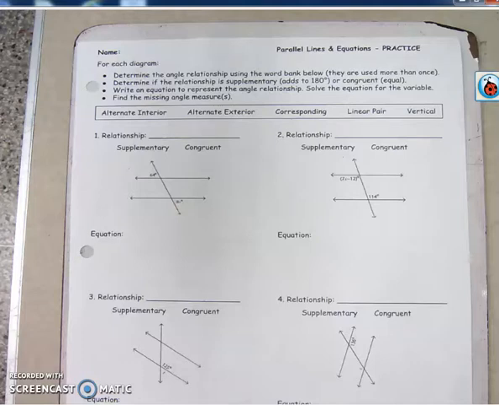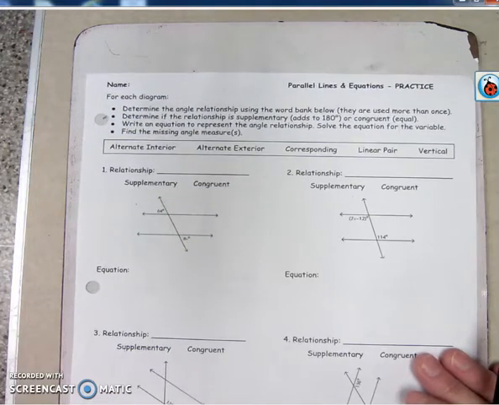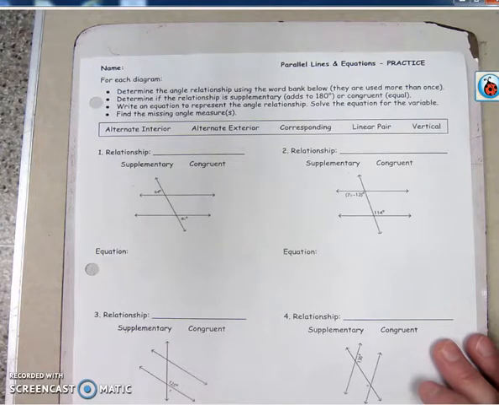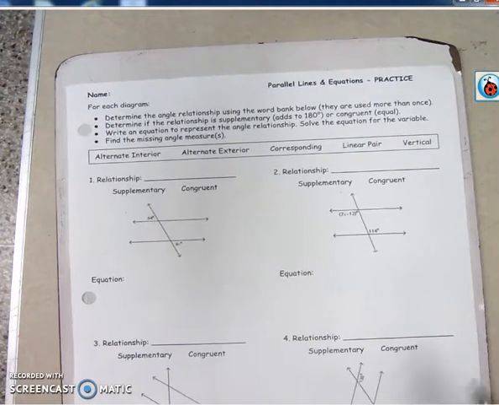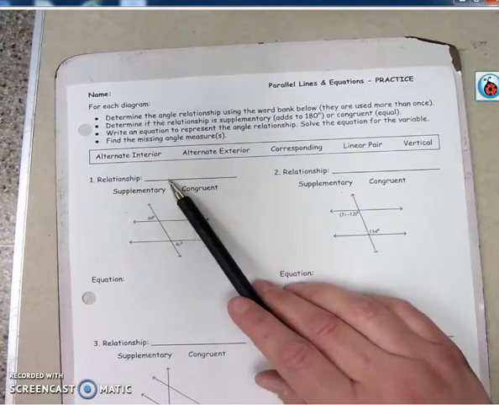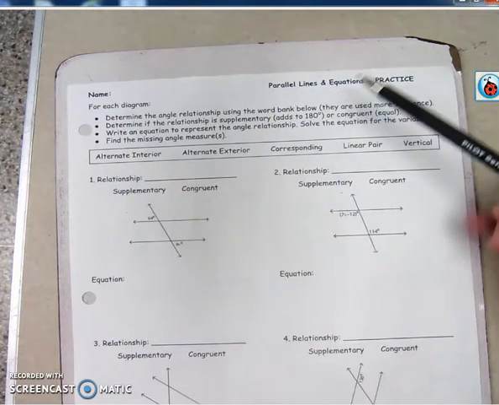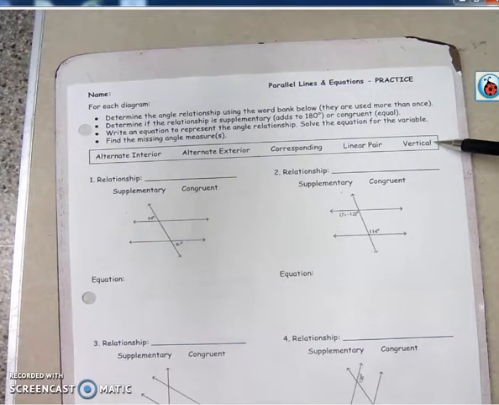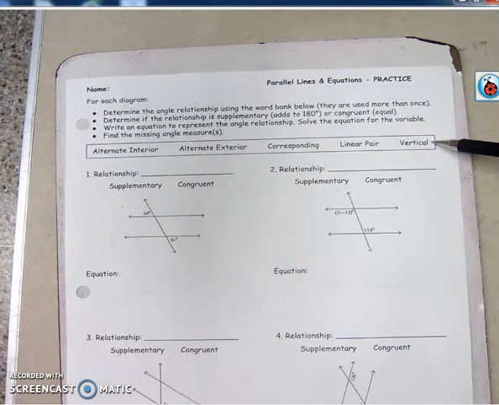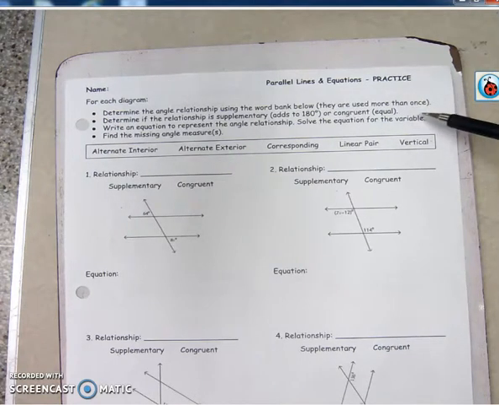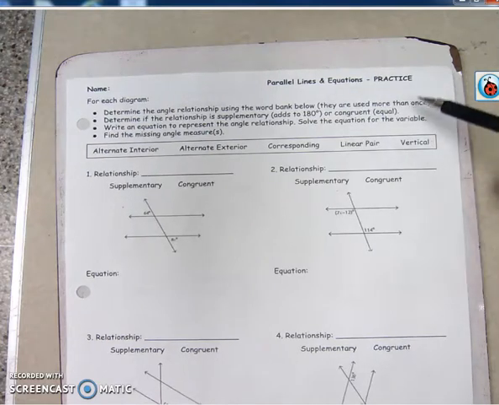Okay, welcome to this video for parallel lines and equations practice. We're going to go over a couple together, but in every one you're going to determine what type of relationship is shown, and you can use the word bank. You don't want to cross them off though, because you're going to use the words more than once. You're going to determine whether the two angles add up to 180 or if they're congruent.